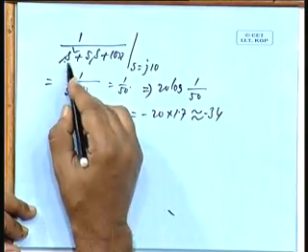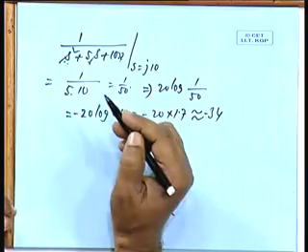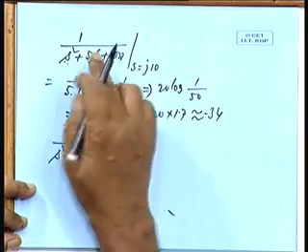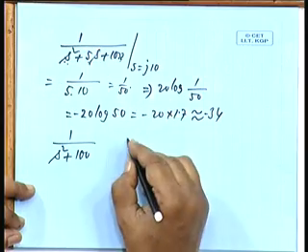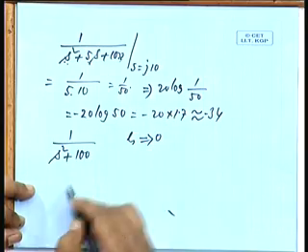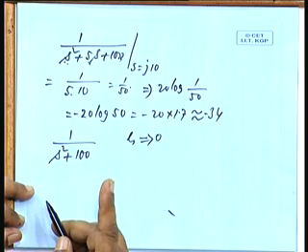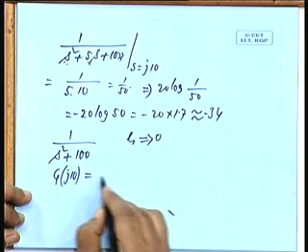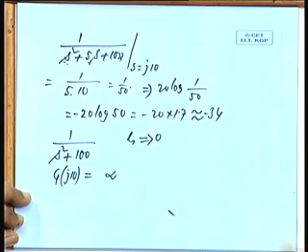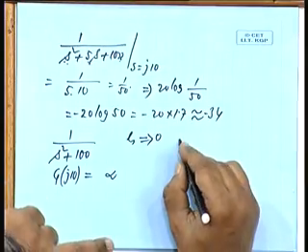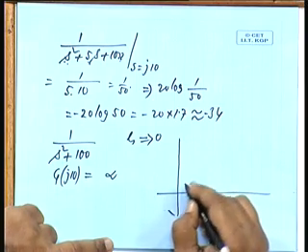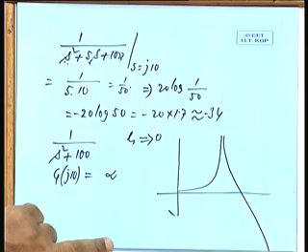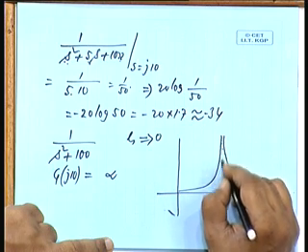If in s squared plus 5s plus 100, I reduce this term and make it approximately equal to 0, then what happens? It will be 1 by s squared plus 100, this term is missing, zeta is made 0, and at s equal to j10, how much is g j10? Tending to infinity, is that all right? So, the magnitude, if I take the log at omega equal to 10, it will be approaching that 40 dB per decade line. Okay.